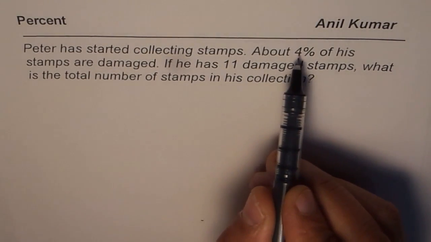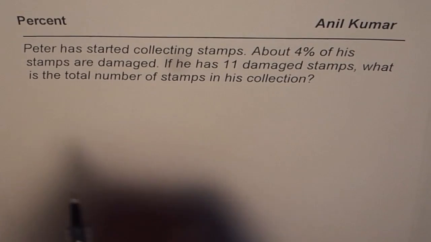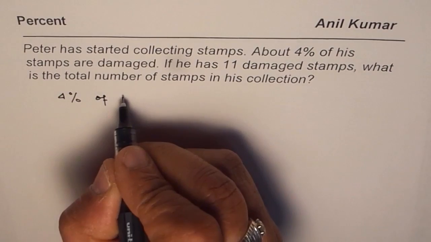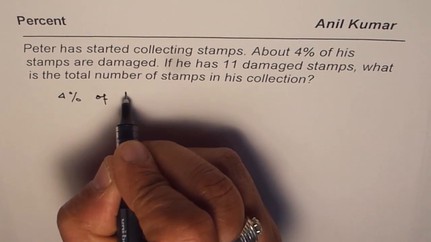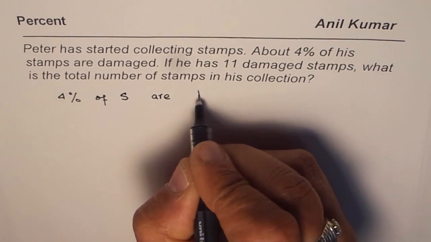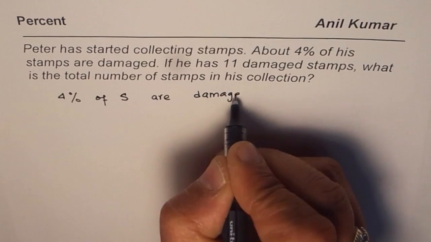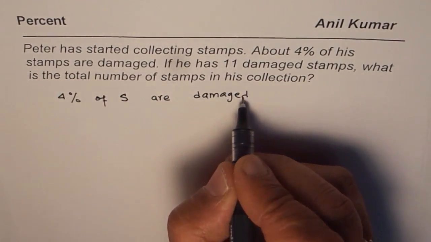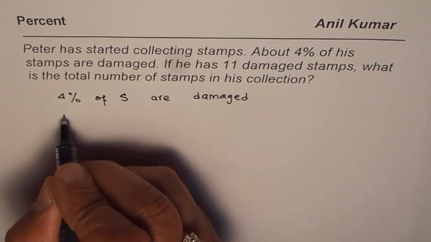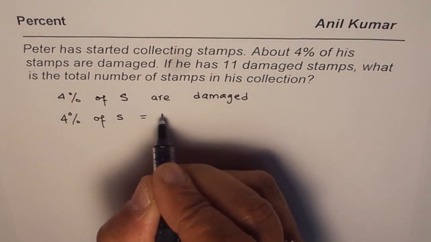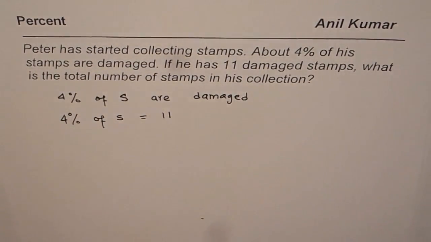It says about 4% of his stamps are damaged, right? So we are given 4% of the collection, let's say all stamps. 4% of stamps are damaged. This is what is given. And how many are damaged? If he has 11 damaged, so these damaged stamps are indeed 11. So what we are given here is that 4% of stamps is actually equal to 11. We need to find how many stamps are there. I hope that makes things very clear.